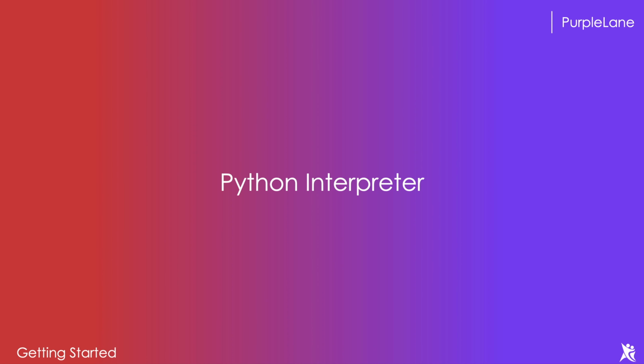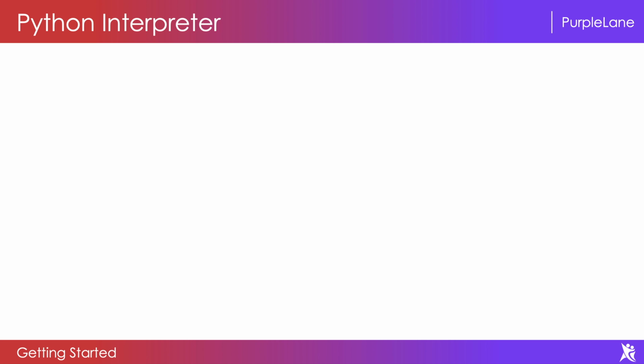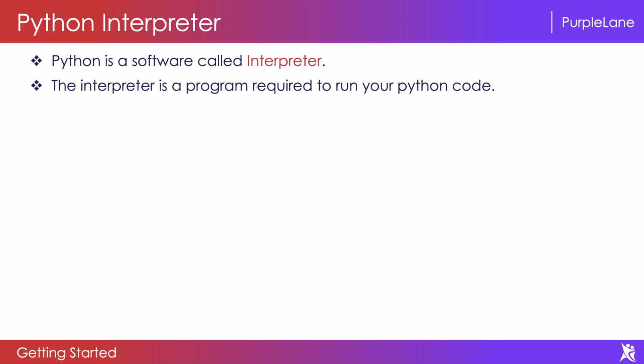Hey, now let's see what is a Python interpreter. Python is an excellent programming language that allows you to be productive in a wide variety of fields. Python is also a piece of software called interpreter. The interpreter is the program that you will need to run your Python code.